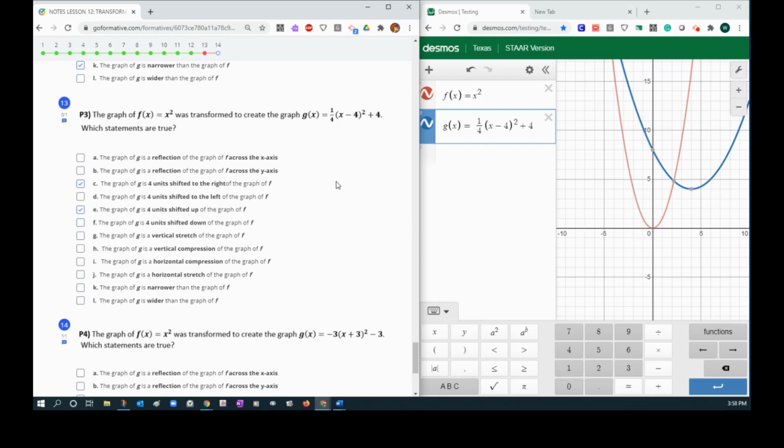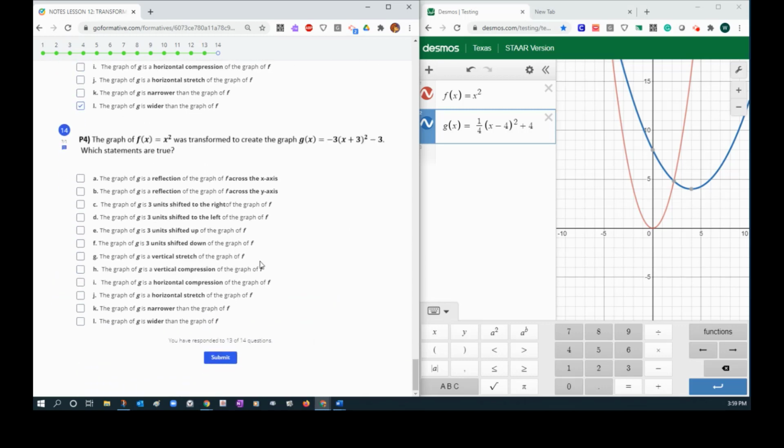All right, let's talk about stretch and compression. I noticed there is a coefficient here, 1/4, but it's outside the parentheses. So that means it's going to be a vertical change. Now is it going to be a stretch or compression? Well, it's less than 1, so that means it's going to be a compression. Also, the other thing that you can look at is that the graph became wider. So that means that it got compressed. So the graph is wider. And there you go. That's all the answers we have here.